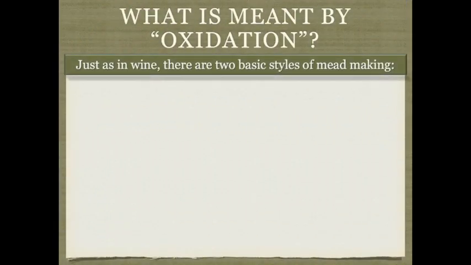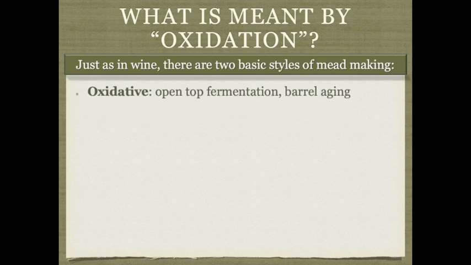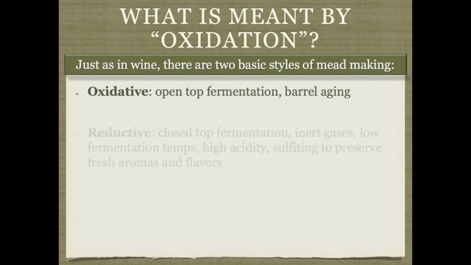Well, in mead making, we do want some oxygen early on in fermentation. The yeast needs some oxygen early on for healthy fermentation, but later on it can begin causing problems. Now, in some styles of mead making, just as in wine making, oxidation is encouraged. It's a style of wine making or mead making. The oxidative style tends to use open-top fermentation, also barrel aging.